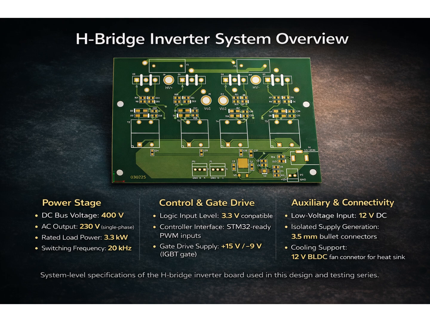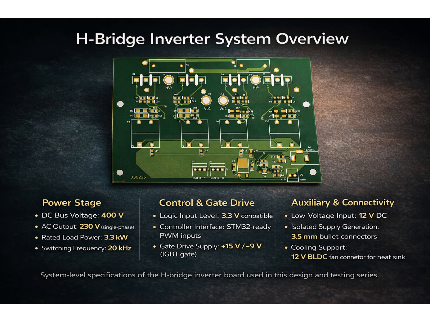The inverter operates at a switching frequency of 20 kHz. This frequency is a practical trade-off between switching losses, output waveform quality, and filter size. For the gate drive circuitry, a low-voltage DC input of 12 volts is used. This 12-volt supply is converted on the board into isolated power supplies required for safe and reliable gate driving of the IGBTs. The logic-level control inputs are 3.3-volt compatible, making the board directly interfaceable with modern microcontrollers such as STM32 devices, without the need for additional level shifting.